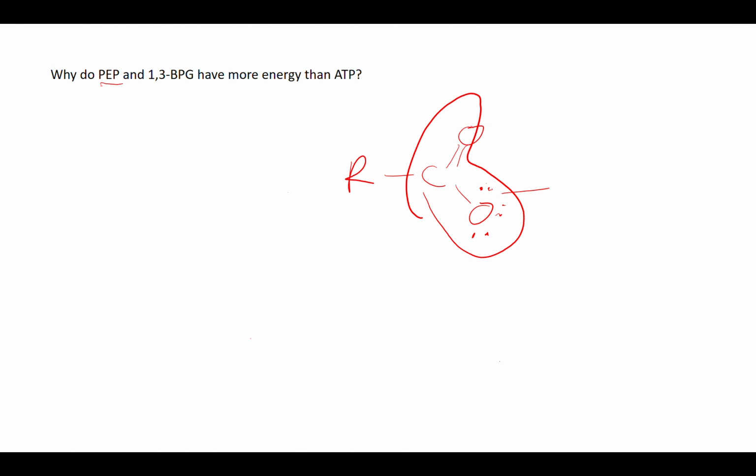Basically, we're going from something that's very unstable, the resonance form I showed you, to something that is very stable in a carboxylate. This gives a very, very negative delta G. So that is it for this question.